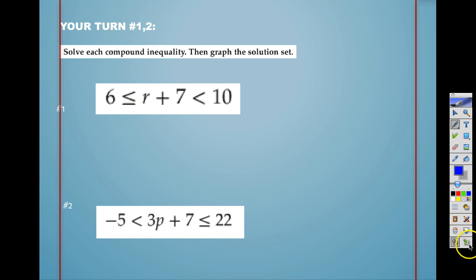All right, now it is your turn. So go ahead and pause this video and do numbers 1 and 2. And then make sure to restart it when you're done. Make sure you write on a separate sheet of paper with your name on it clearly, and lesson 5 for number 1 and 2.